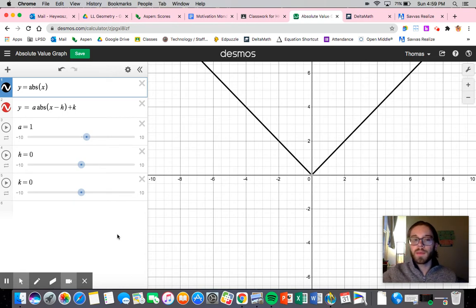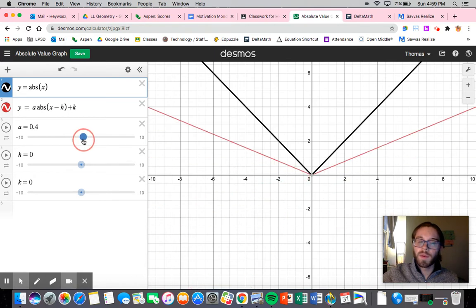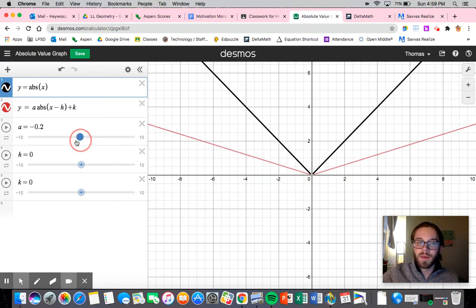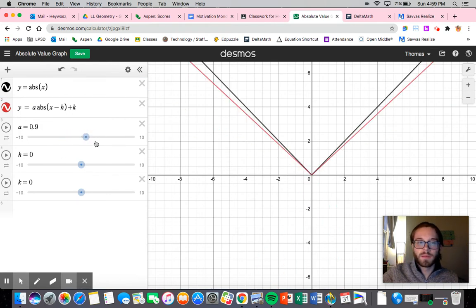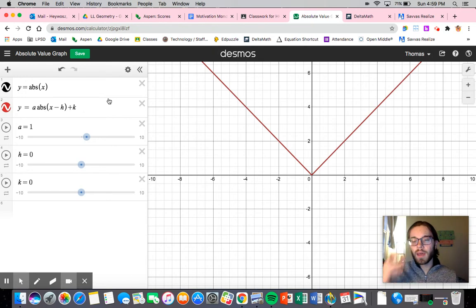So we already know a little bit about what a does, right? We know if we go like that, it's going to get stretched, and if we're between here, we're going to compress it. We make it negative, we flip it over, so on and so forth. So that is something we already know. But let's explore the inside here. And just like before, when we were dealing with things on the inside, right? So essentially what this is, the absolute value of x minus h.